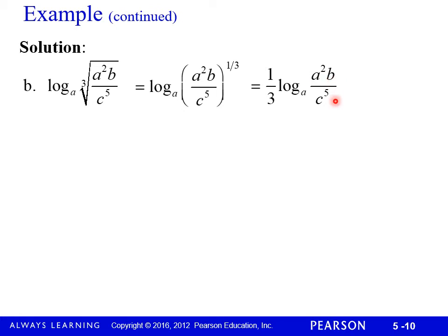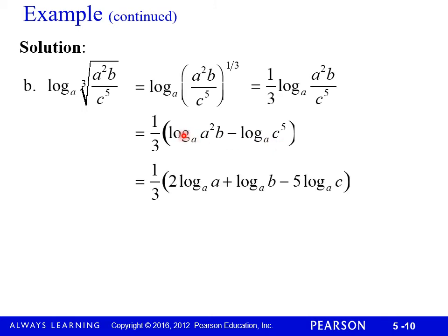But let's go through the steps. So here we can do the numerator minus the denominator. So here I get 1/3. Now make sure you put parentheses around it because this is 1/3 times everything that's going on now. So I get the log of the numerator, a squared b, minus the log of the denominator. That's the quotient rule.